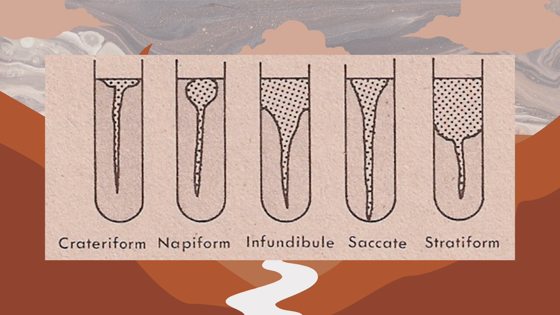Crateriform, since the surface area was transformed into a saucer shape, it was classified as crateriform. Napiform, it was distinguished by a bulbous-shaped liquefaction at its surface. Infundibuliform is a funnel shape. Saccate, elongated tubular in form. Lastly, stratiform. It was characterized by total liquefaction of the medium's upper half.